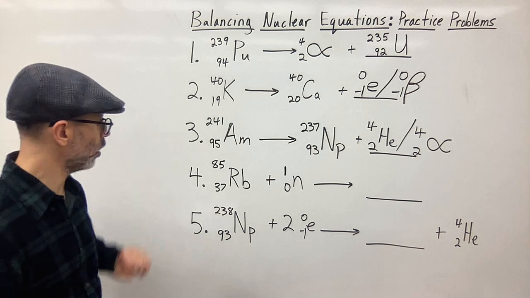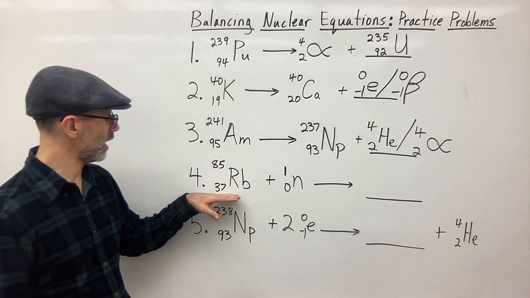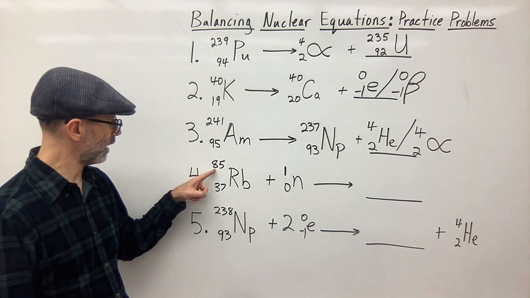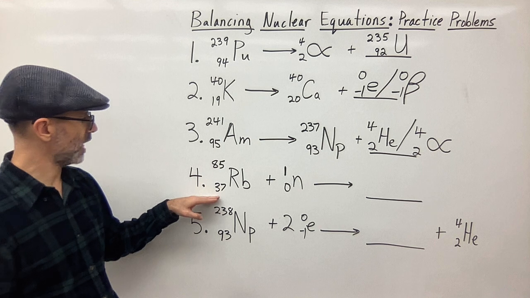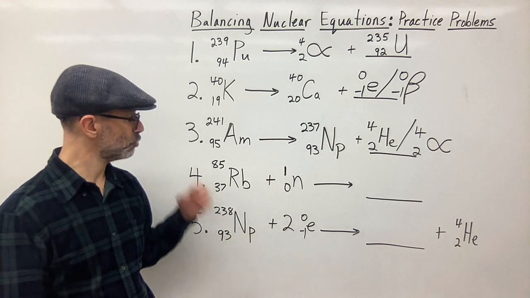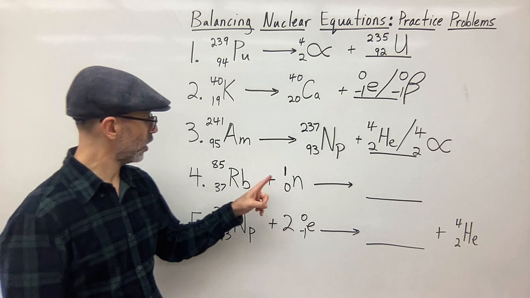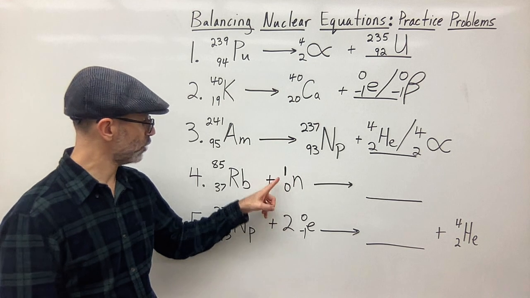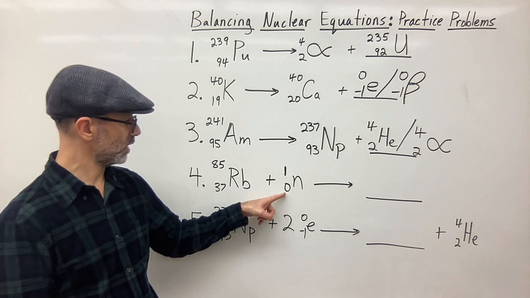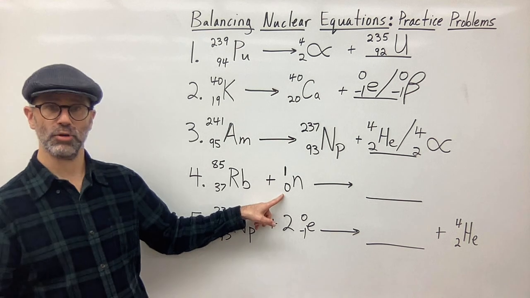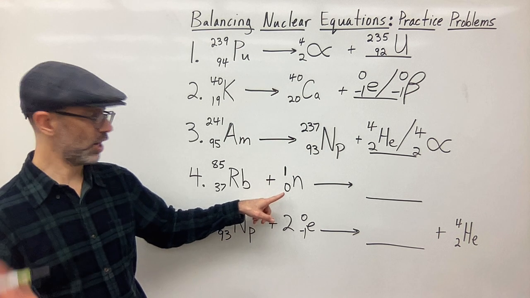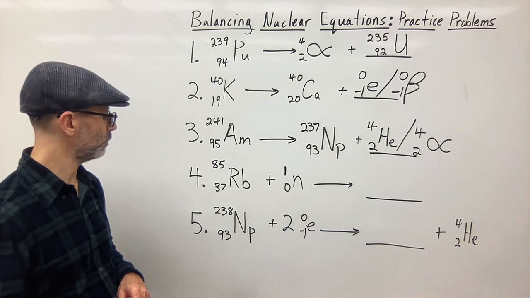Okay, number 4, finally. So here we have rubidium-85, with 85 for the mass number and 37 for the atomic number. Here we're bombarding it with a neutron. So this is neutron bombardment, and this is the symbol for a neutron. It has a mass number of 1 and 0 for the atomic number, because it's not a proton, 0 protons. Also, it has zero charge. So that's another way you can remember that as well.